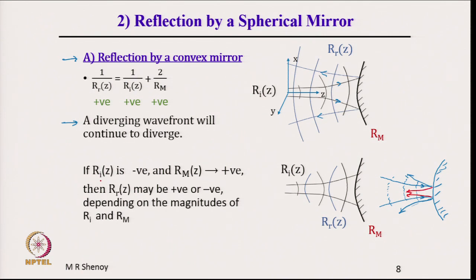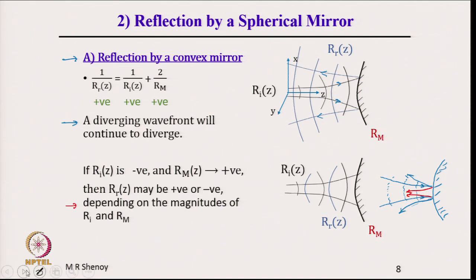That is the statement. If R_i of z is negative, that is a converging wavefront, and if R_m of z is positive, that is a convex mirror, then R_r of z may be positive or negative depending on the magnitudes of R_i and R_m, because the formula is here. So, 1 by R_i, which is a negative term, and 1 by R_m, which is a positive term, if the sum is positive, then R_r of z would be positive, and if the sum is negative, R_r of z would be negative. That is the meaning of this.